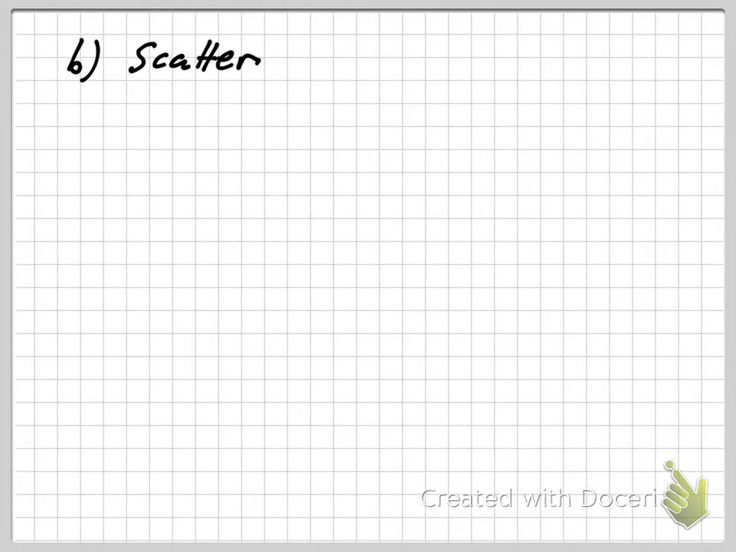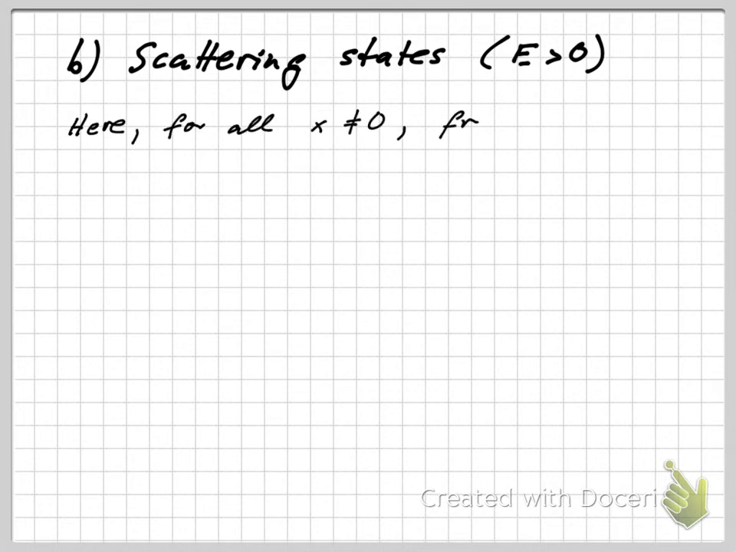Okay, so now that we've completely solved the bound state problem, let's turn to the scattering states. So here we have that for every x not the origin, basically the particle is free, right? It does not experience any potential energy, and its energy is larger than zero, so it has some kinetic energy, if you will. So we're talking about a free particle, and therefore free particle wave functions as well.